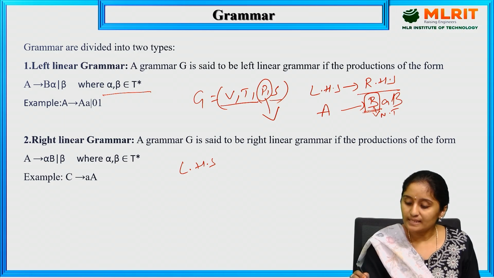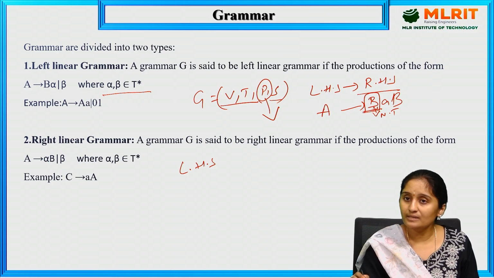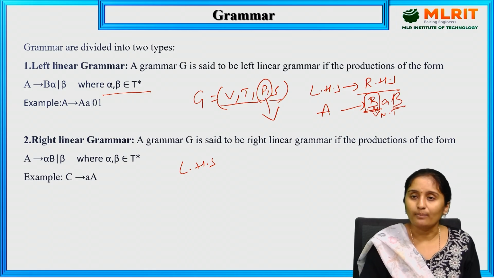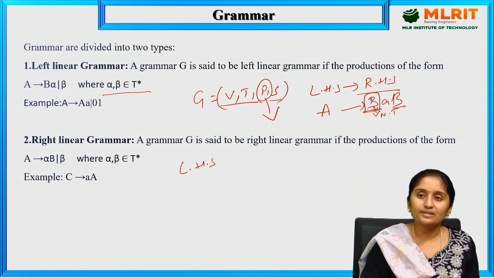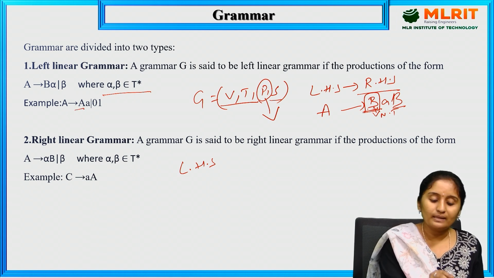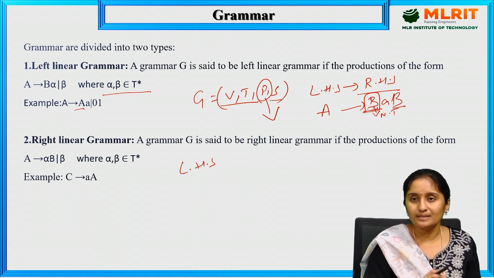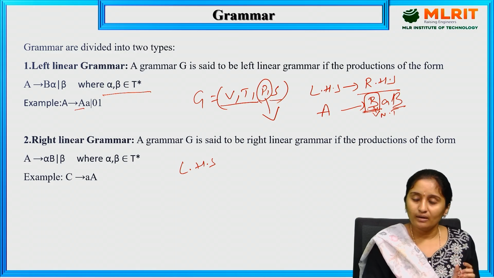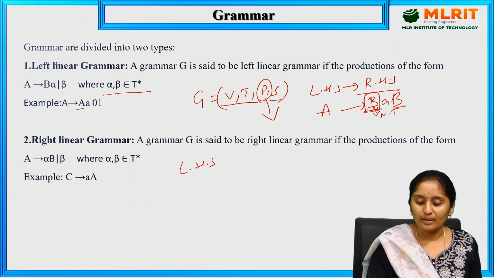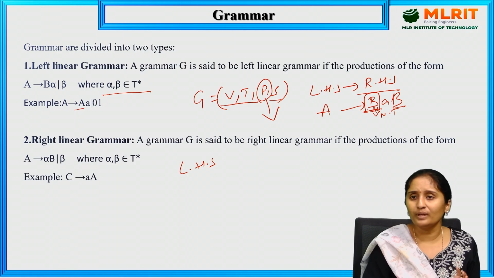Why? Because it has 2 non-terminals, one here and the other one at the end. So that is not a left linear grammar. A left linear grammar is one where in the RHS part, the non-terminal should be present at the first place. In the RHS, the first position should have a non-terminal symbol. Then we can call it a left linear grammar. So coming to the right linear grammar, here also we differ only in the production rules.